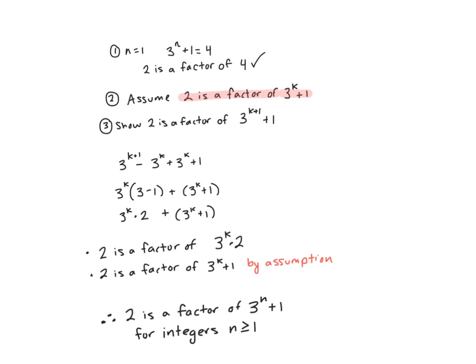So same process, first check n equals 1, and then we're going to assume that 2 is a factor when we use the integer k, and then we have to show that 2 is a factor when we use the integer k plus 1. So we're going to do that same process of adding and subtracting that 3 to the power of k. So when we factor it out, we have 3 minus 1, which is 2, and we have 3 to the power of k, which by assumption has a factor that is 2. So you can kind of break this up into 2 separate parts, showing that both of them have a factor that's 2, proving that your entire thing is true.